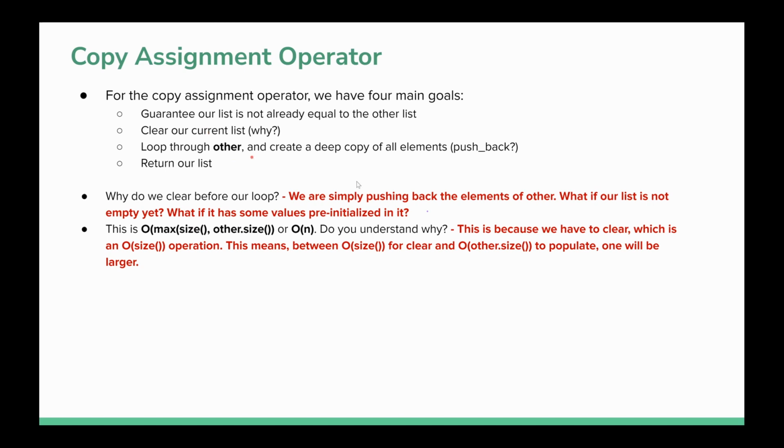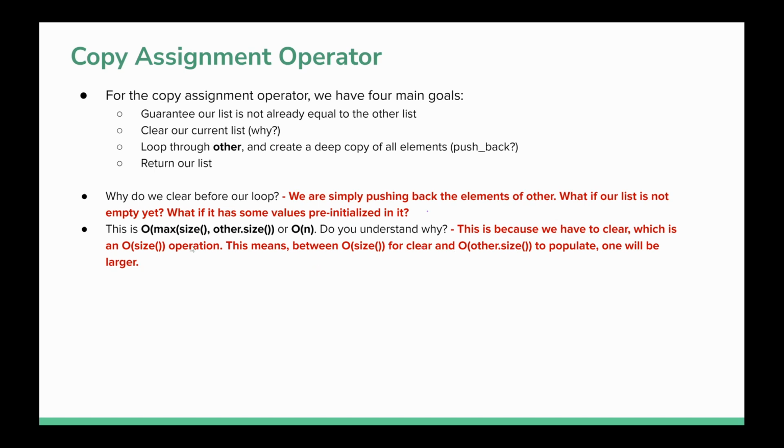Because our clear function is O of size, which is O of n, we can't say for sure that the size of our current linked list is less than the size of the other. So technically we want to be accurate and say that it is big O of the bigger one. So maybe our list is 500 elements long, and maybe the other list is 10 elements long. Let's say you have to do both. You have to clear 500 elements and delete 500 nodes, and you have to push back 10 nodes. Which one takes longer? It's going to be the 500 nodes. So in that case, it would be O of max size.